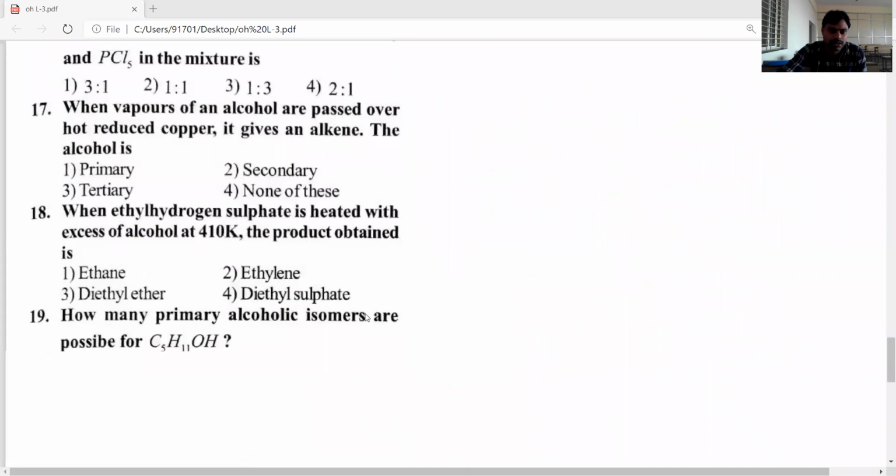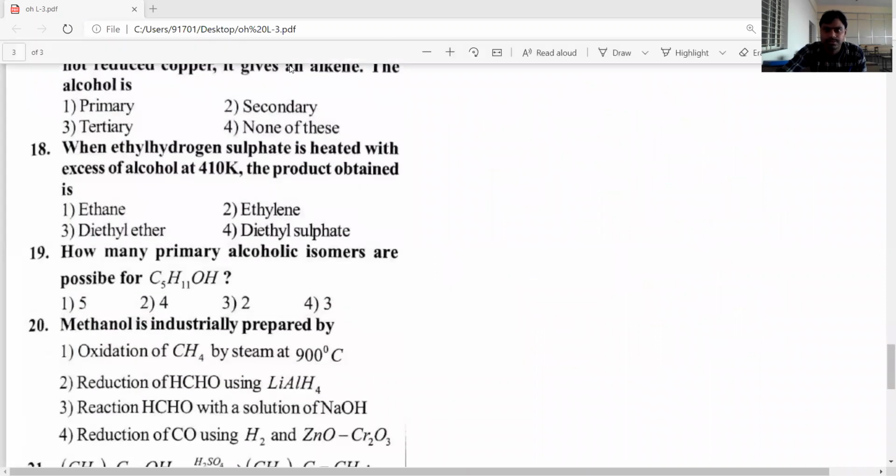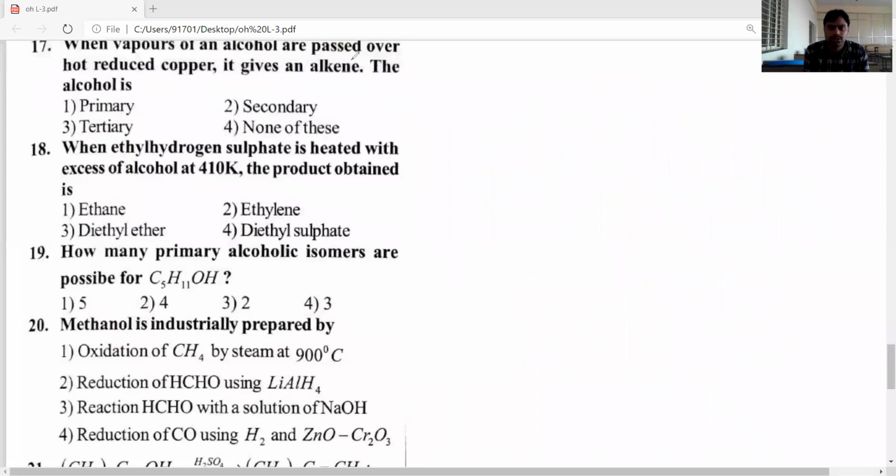Okay, let's go for the 18th question. It's very important. Ethyl hydrogen sulfate, CH3-CH2-O-S(=O)-OH, reacts with excess of alcohol. Then this alcohol acts as a nucleophile, because at this carbon, the sulfate group acts as a good leaving group.